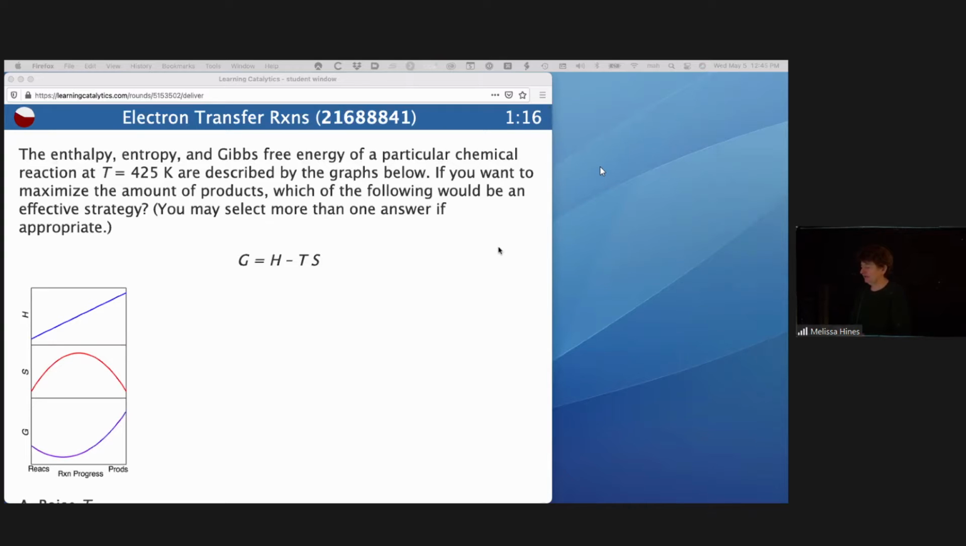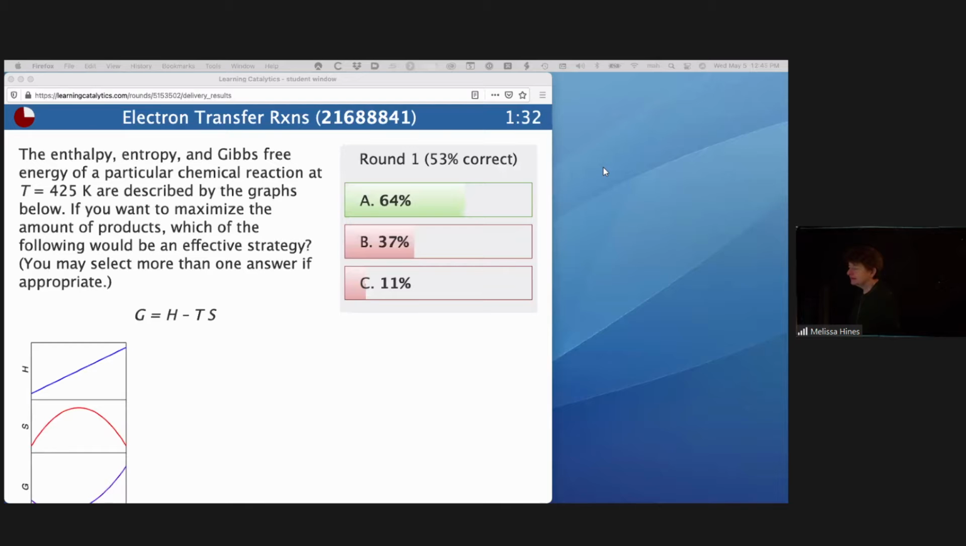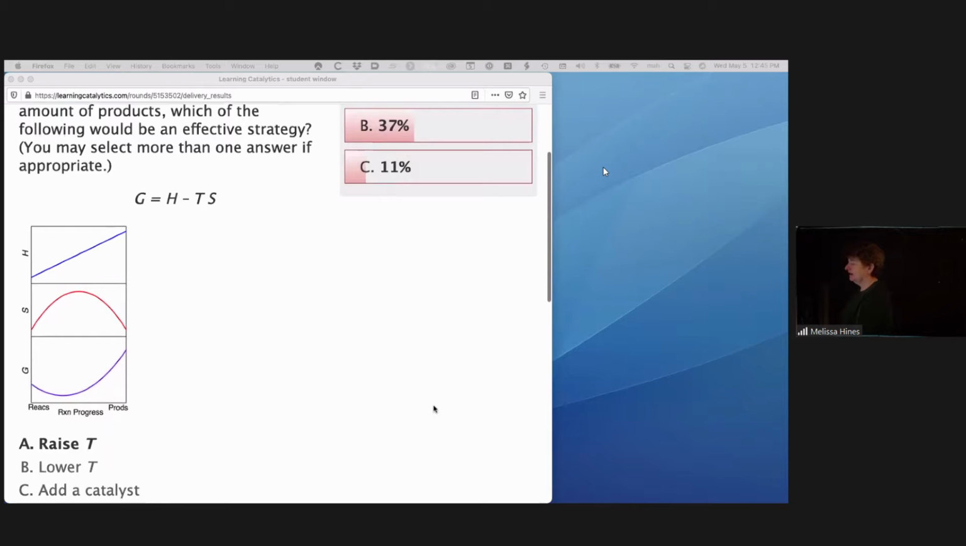Okay, I'll give you another 15 seconds. You guys are doing great on this one. Okay, so 64% of you got it correct, and the answer is A, which is raise temperature.